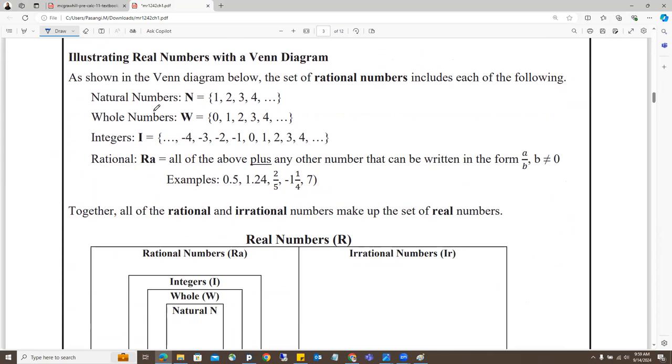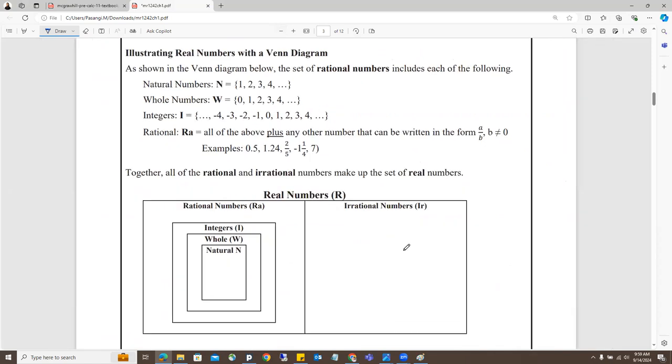If I summarize what we learned so far, as shown below, how are we going to explain this one? The real numbers are here. The real numbers are the addition of the rational numbers as well as the irrational numbers. For all the real numbers, we should be able to categorize them as either a rational number or an irrational number.